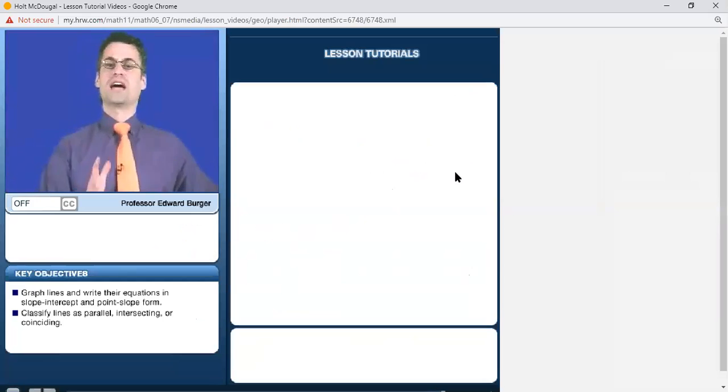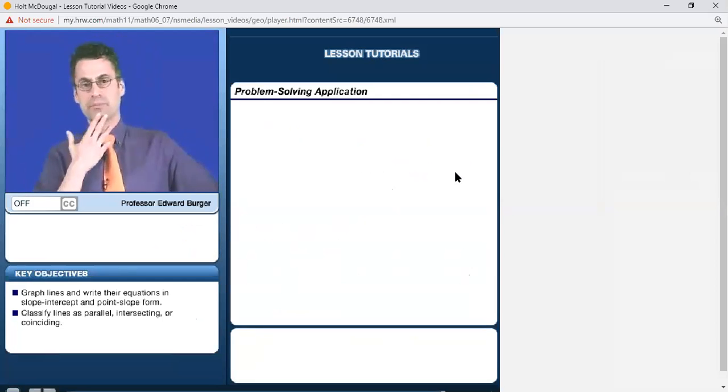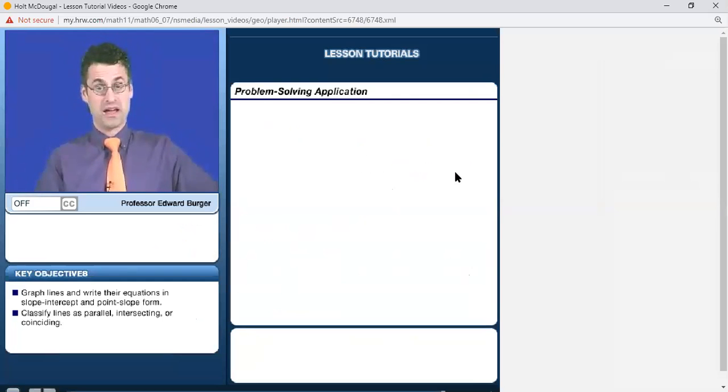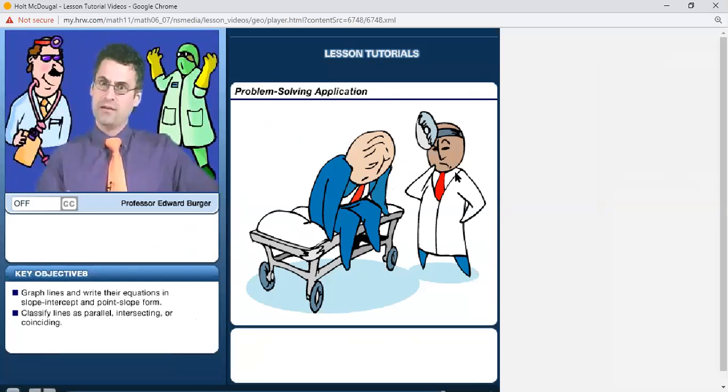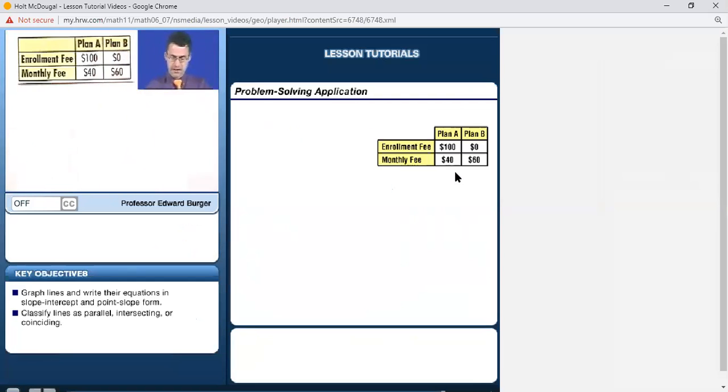Hey, let's take a look at a real-world application where you can see lines in the coordinate plane unfolding and stretching out all over to help us solve real-world questions. So I'm considering one of two health plans. I'm going to figure out which one I want. Let me tell you about them. In fact, I have a little bit of a table here to show it to you. There's Plan A, there's Plan B.